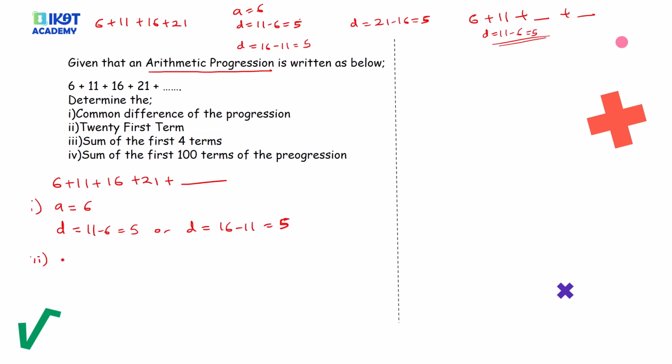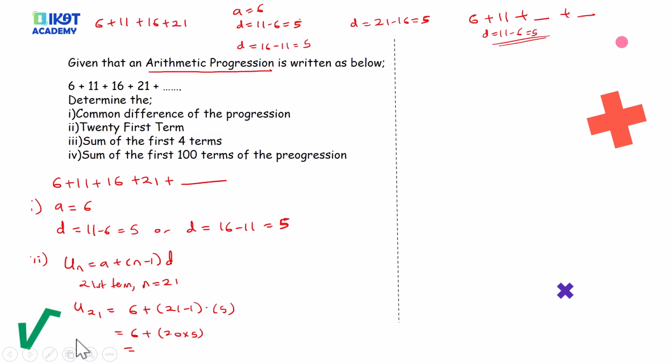Now for this specific question, they want us to find the 21st term, meaning n is 21. So we have u21 is going to be equal to a, which is 6, plus (n - 1)d. d is 5. This is 6 plus 20 times 5. 20 times 5 is 100, plus 6 is 106. So the 21st term is 106.